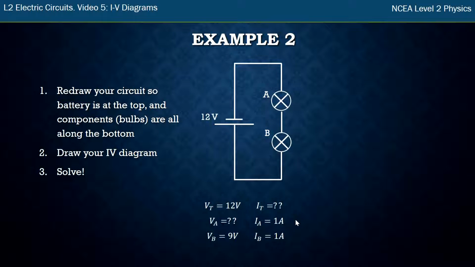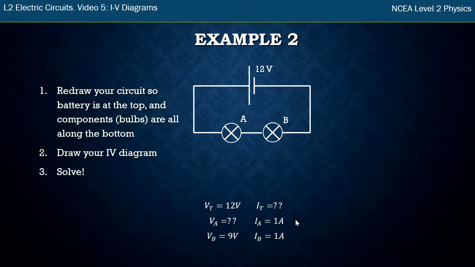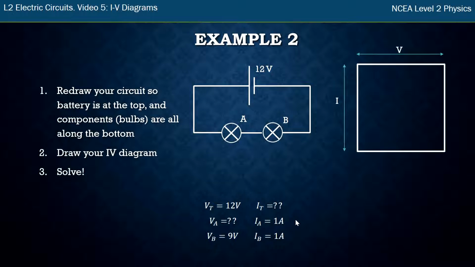Let's do another one. So here I have a circuit, and the first thing you realize is that the battery is not on the top, it's along the side, and the components along the side. So I'm going to flip this around and make this series circuit look like that. I've got some information and I'm missing some information that I want to find out. So IV diagram, draw a box.